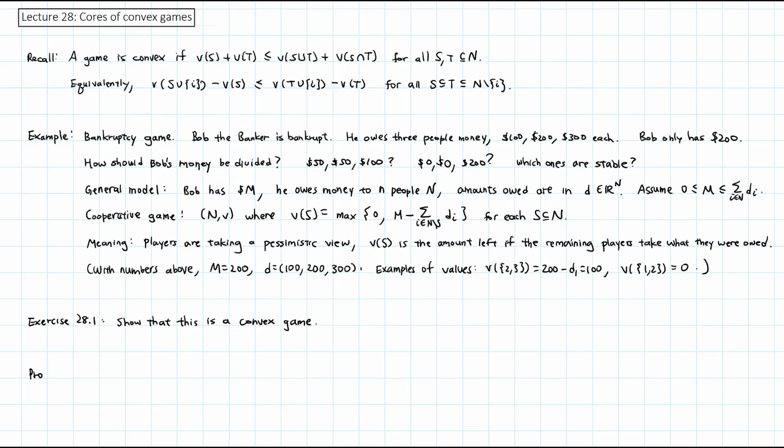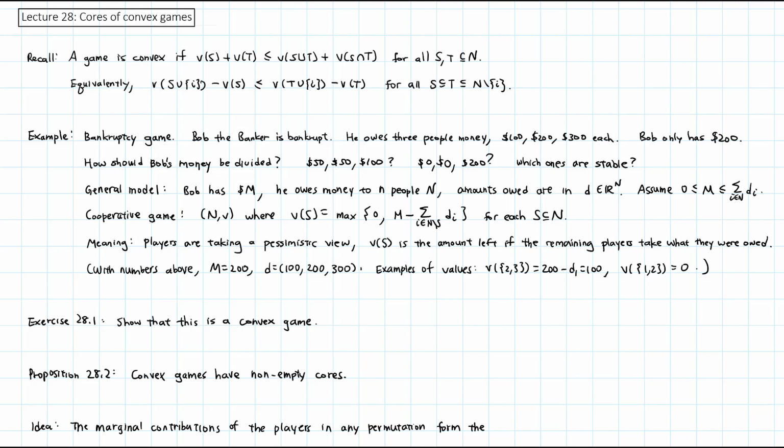And here is the main result we have about the convex game. Convex games have non-empty cores. Now the proof of this is constructive. It actually produces a payoff vector in the core of the grand coalition. The idea is that the marginal contributions of the players in any permutation will form the payoff vector in the core.